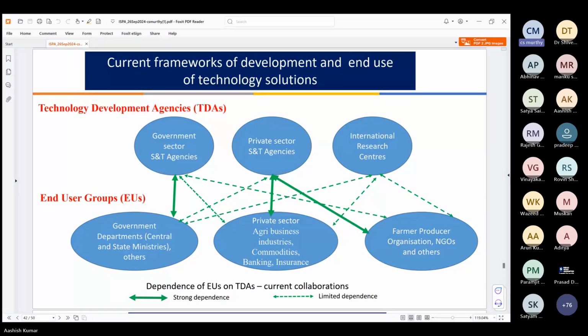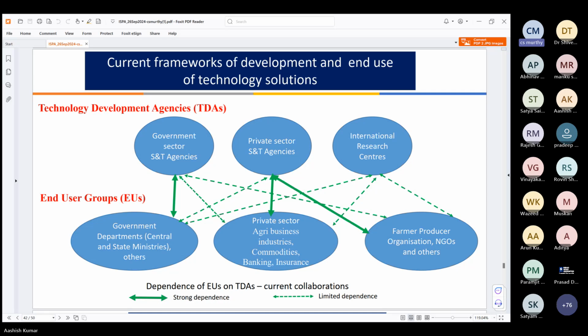This is the current framework of development and end use of technology solutions in India. There are two groups in the whole ecosystem. The first group is the technology development agencies, which we call TDAs. This group represents government sector science and technology agencies, private sector agencies, and some international research centers, like the CGIAR centers, ICRISAT, and others. Basically, these agencies develop geospatial solutions, new information products or new tools.